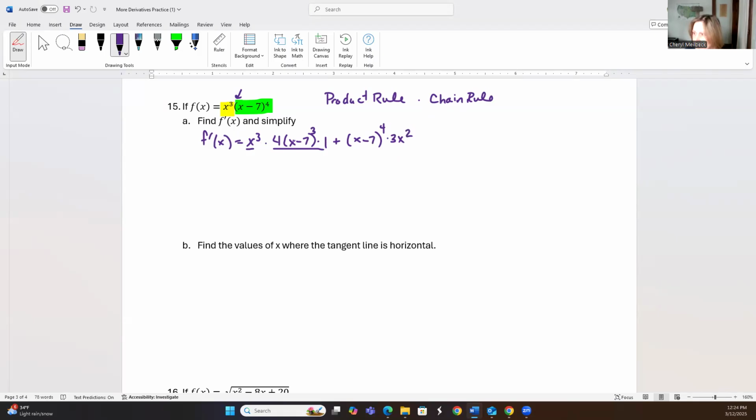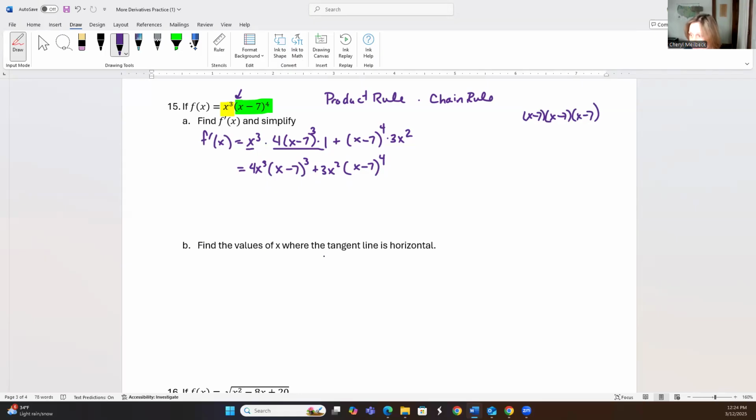Now, we can't distribute any of these things into these parentheses because these parentheses are being taken to the third power. So let's see if we can clean this up a little bit. I'd probably write 4x cubed first, and then the (x minus 7) cubed. And here I'd probably write just 3x squared times the (x minus 7) to the fourth. And that is good enough for simplifying. To multiply this out, we'd have to take x minus 7 times x minus 7 times x minus 7, and we don't want to do that. It looks simpler as it is.